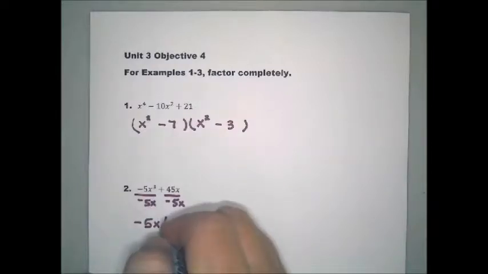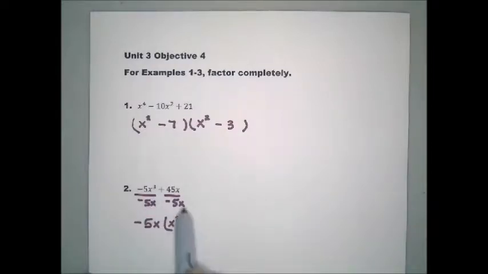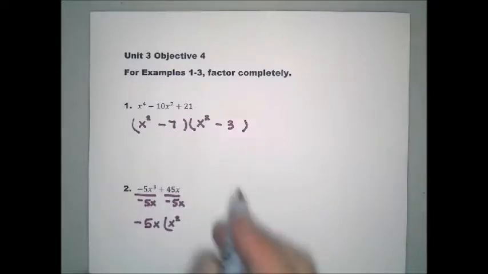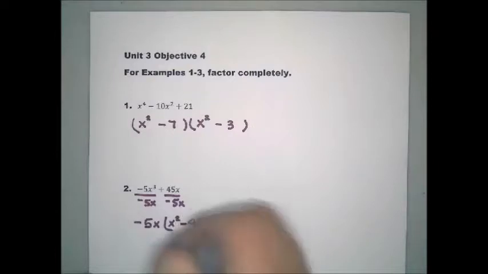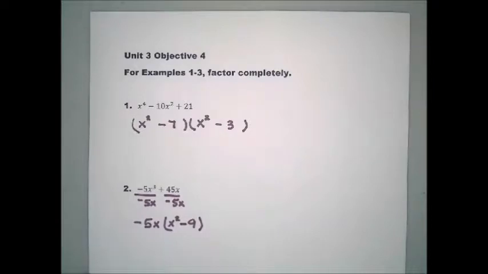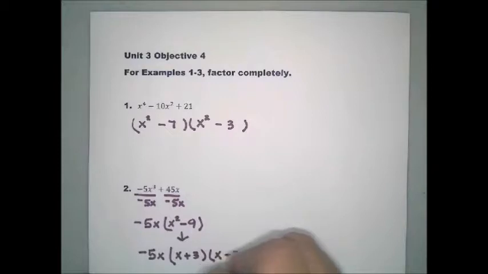This would be x squared. And then the second term would be 45 divided by negative 5, negative 9. And the x's would reduce and cancel each other. So I'm left with that. But now hiding inside the parentheses is a difference of perfect squares. So we have one more step to go on this part, not on this part. So the fully factored expression is negative 5x times, now I just have to factor this by differences of perfect squares, x plus 3 and x minus 3.